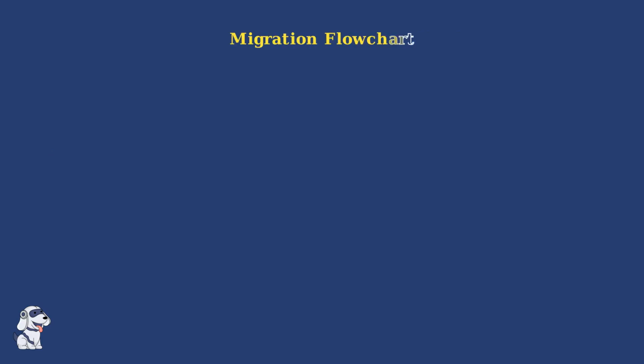Now let's walk through the actual migration process. Moving a native application from one cloud to another involves a systematic approach with clearly defined steps. This migration flowchart shows you exactly what needs to be done for a seamless transition. Step 1. Export your current native configuration. This includes your service definitions, networking configurations, and any custom resource definitions you've created. These are stored as YAML files that describe your application's requirements.